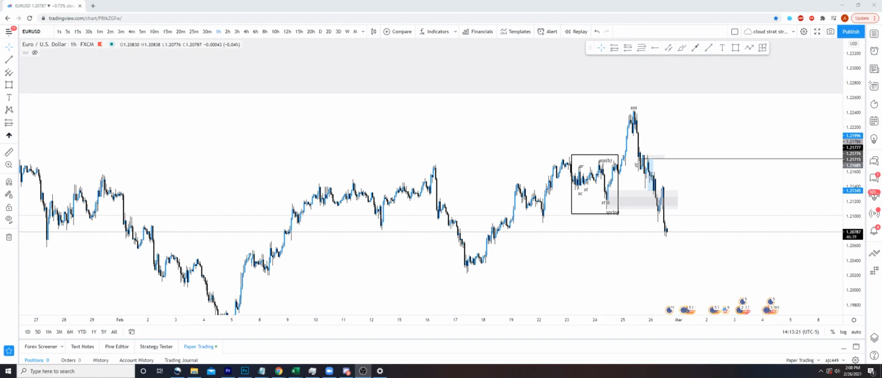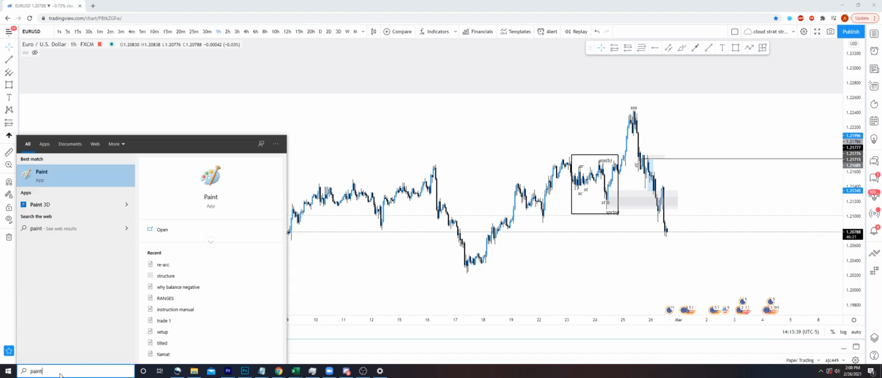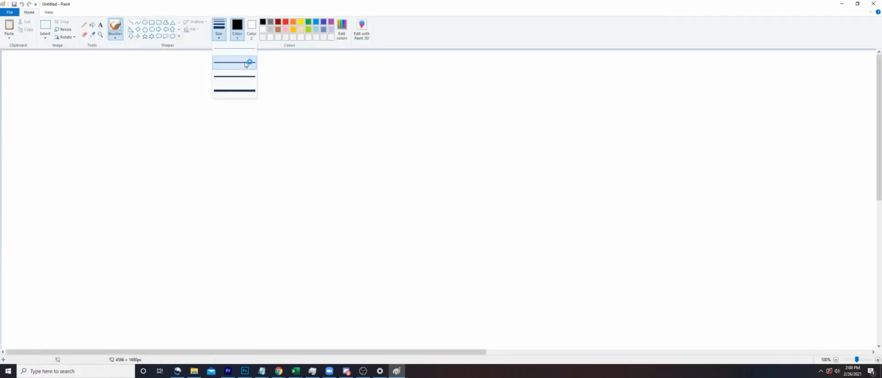So welcome to the first subsection of the first section where we talk about structure. Ultimately, all smart money and institutional order flow is grounded in the idea of structure. And why is that so? Okay, well, let's get out our fun and dandy paint tool and let's talk about this very quickly.